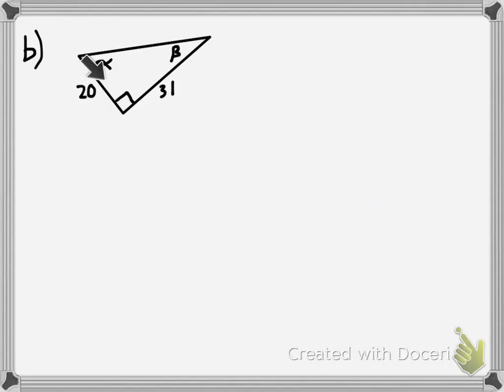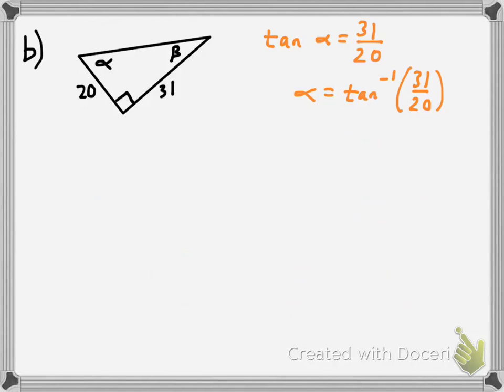Starting with alpha again, you can see that the two side lengths that you know are the opposite leg and the adjacent leg, respectively. That means we're going to use the tangent ratio to compare them. We can say that the tangent of alpha equals 31 over 20. So then alpha equals the tangent inverse of 31 over 20. And thus alpha is about 57.2 degrees.